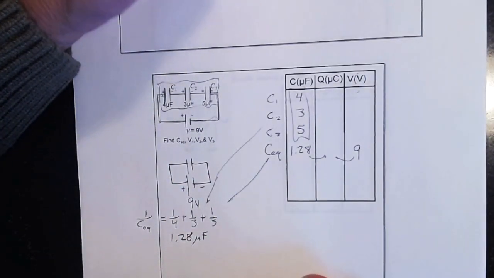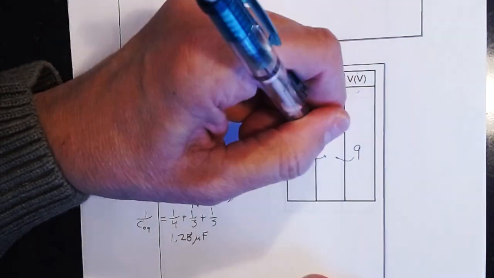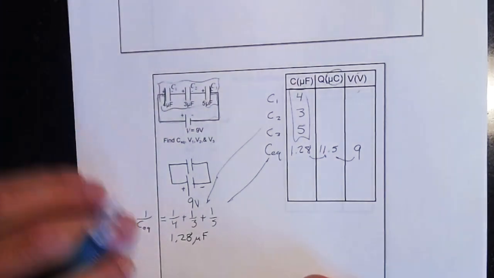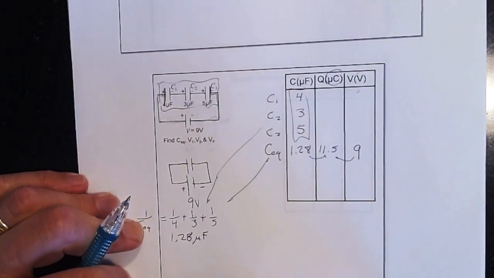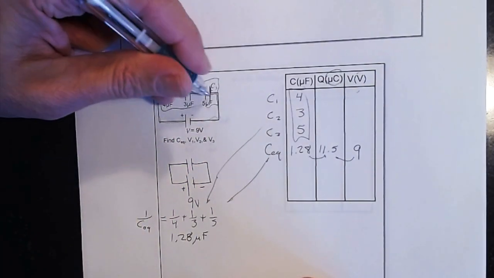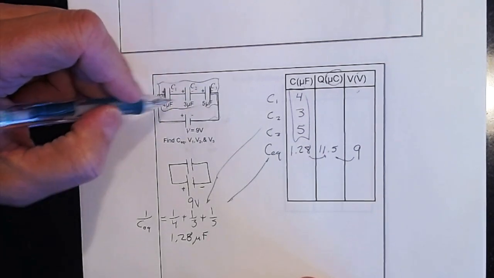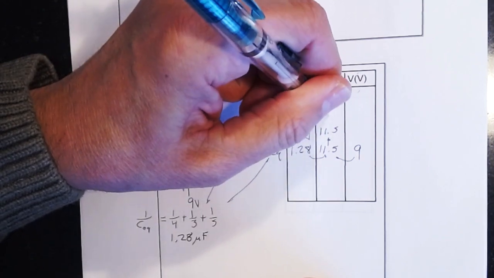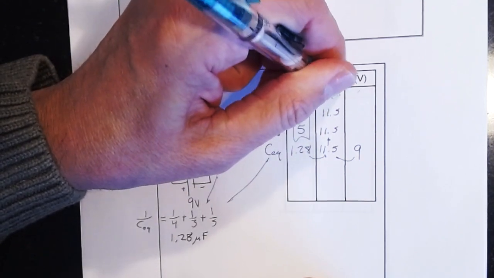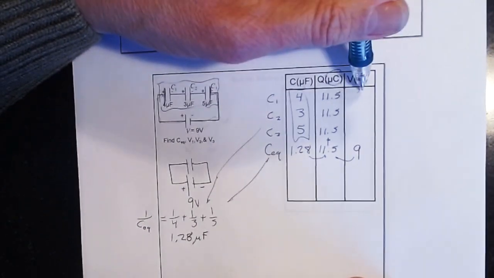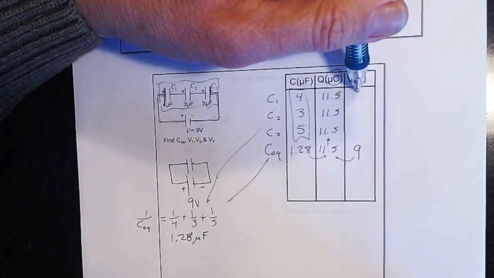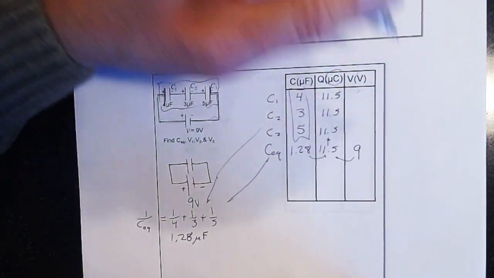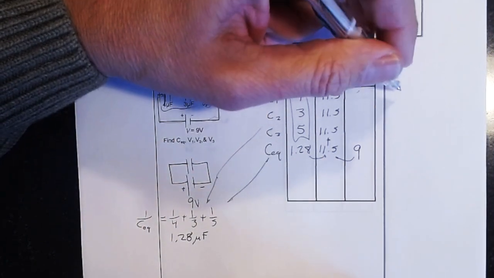C times delta V gives you Q, and that's 11.5 microcoulombs. Well, remember what we said. In series, the voltages aren't the same, but the charges are. So 11.5, 11.5, they each have 11.5 microcoulombs on there. Then we can come over here and say C equals Q over V, so V is Q over C.